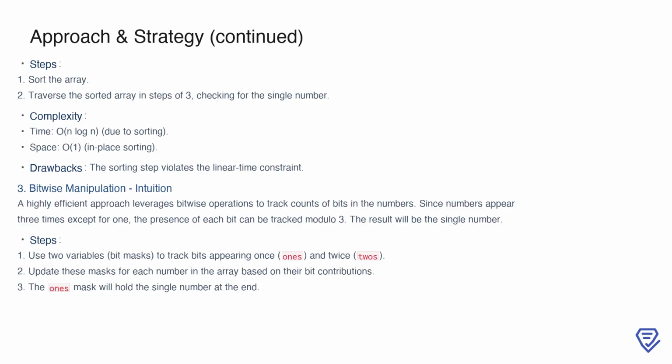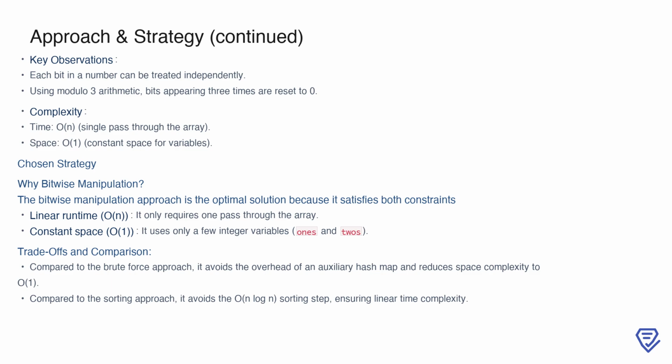This approach is not only intuitive but also meets the constraints of linear time complexity, O(n), and constant space complexity, O(1), making it a strong candidate for the optimal solution. The core idea behind the bitwise manipulation approach lies in treating each bit of the numbers independently. If a bit appears 3 times across different numbers, modulo 3 arithmetic ensures that it is reset to 0.